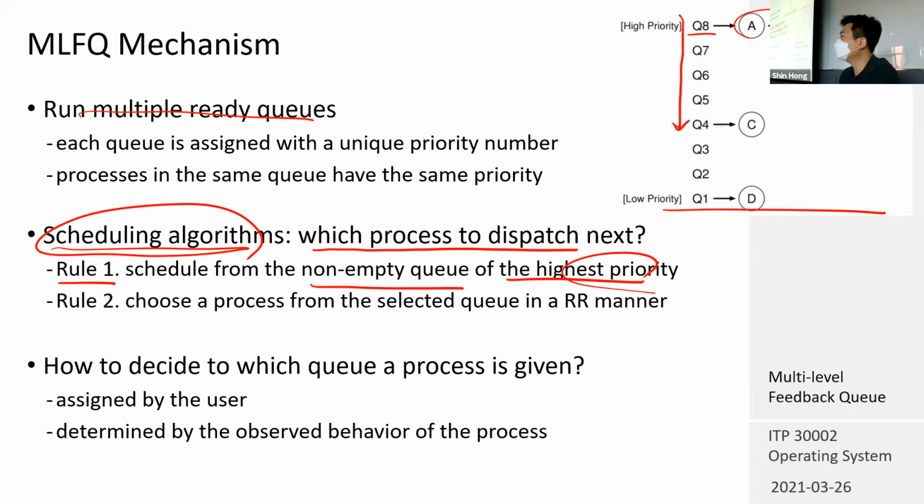Round robin. Round robin means basically FIFO, but give a time slice. That is round robin. 그러니까 FIFO에서 time slice를 주면은 round robin. The genuine FIFO algorithm is first come first serve without preemption. But we can understand round robin as a kind of FIFO that makes a preemption on a regular time basis. Okay. So that is rule number 2: choose a process from the selected queue in a round robin manner. Okay, good so far, right?